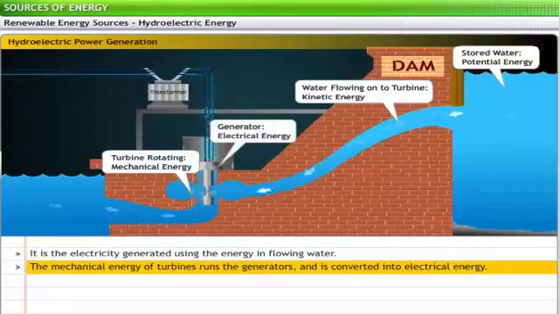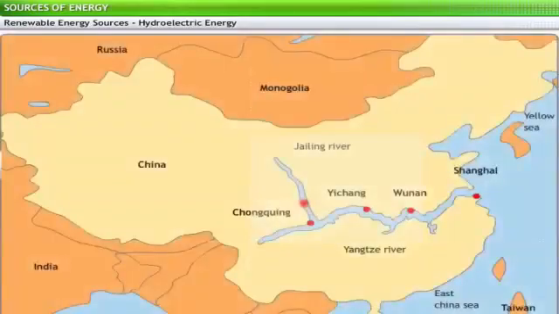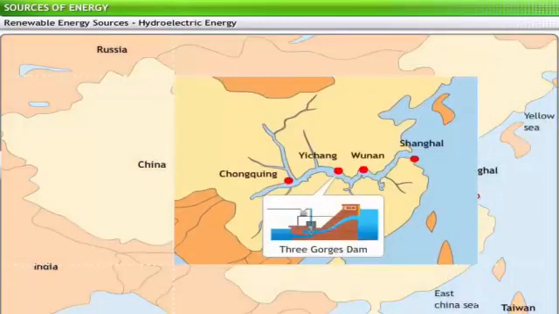Such power plants can ensure a continuous supply of electricity. The Three Gorges Dam in China, the world's largest hydroelectric power plant, supplies power to 9 out of 23 provinces in the country.